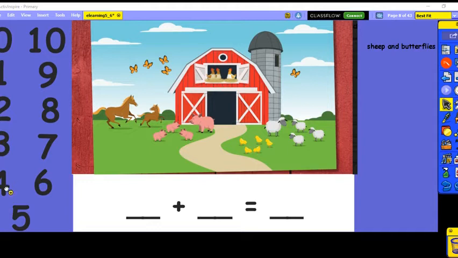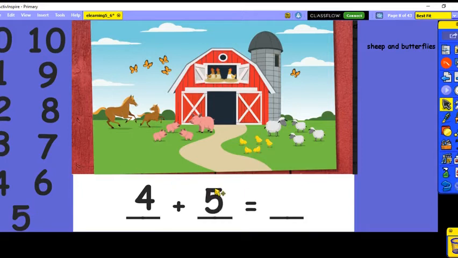Okay, we're starting with 4 sheep here. Now let's find butterflies. We'll have to look in the sky for those. Okay, I see some over here and some over here, so let's make sure we count them all. 1, 2, 3, 4, 5. So we've got 5 butterflies here.